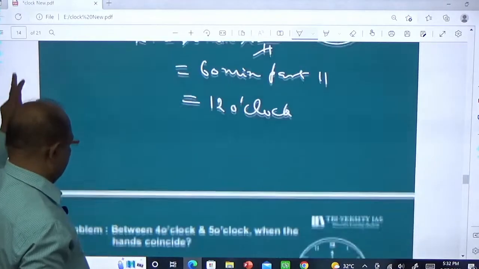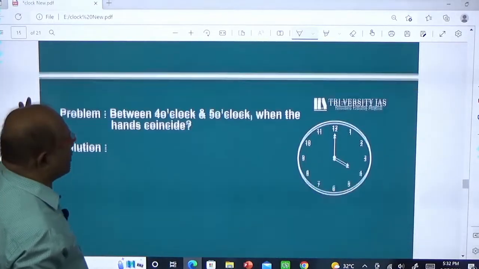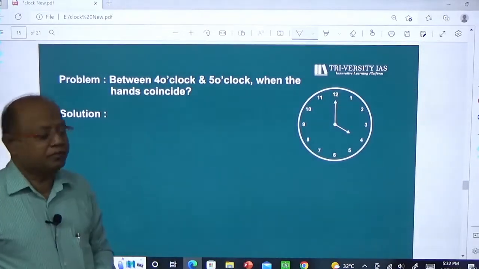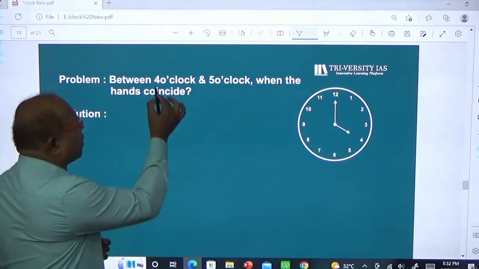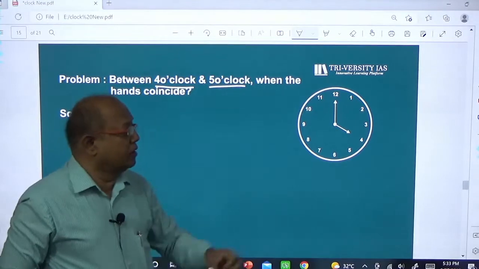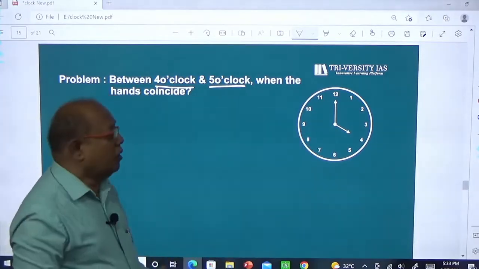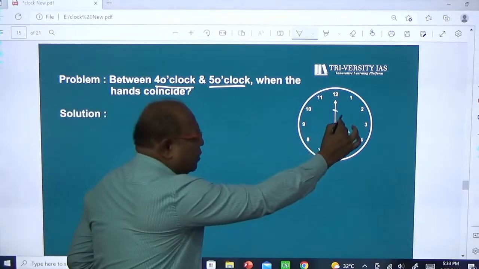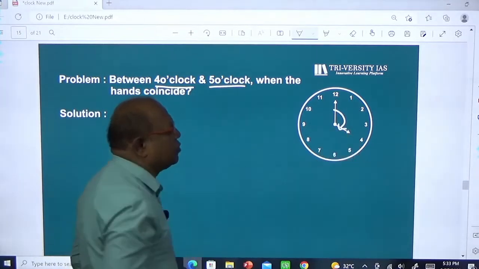So this is the way to find it. Let us see one more question. Between 4 o'clock and 5 o'clock, when does the coincidence take place? This is 4 o'clock. Now, to catch hold of this smaller hand, the bigger hand has to come to 4.